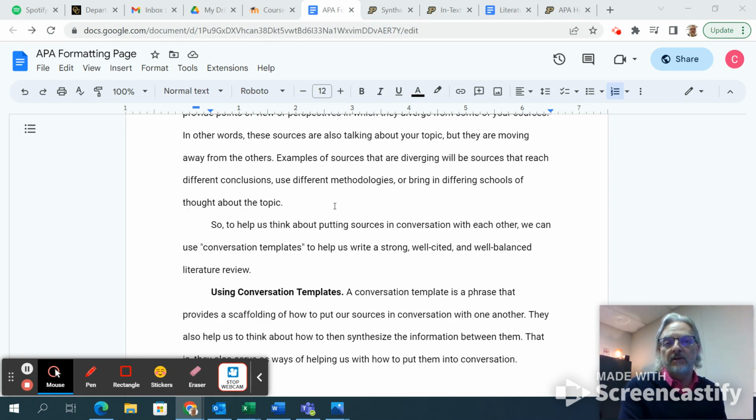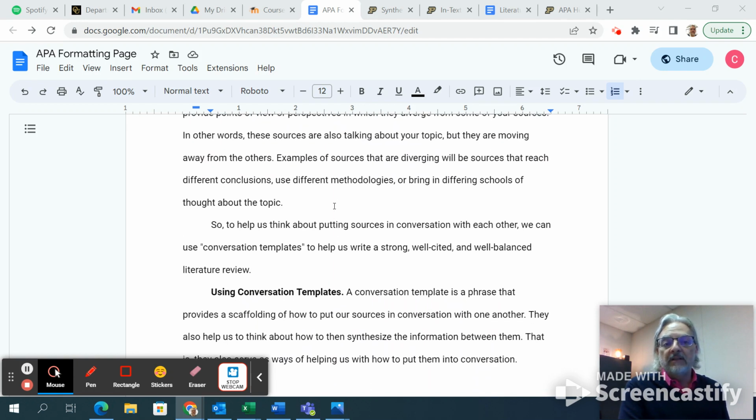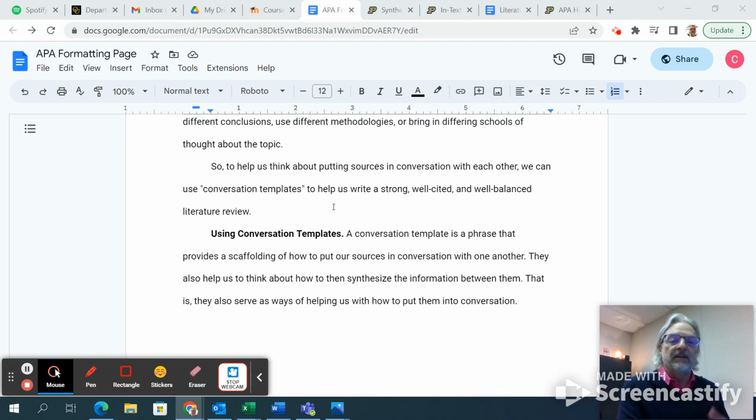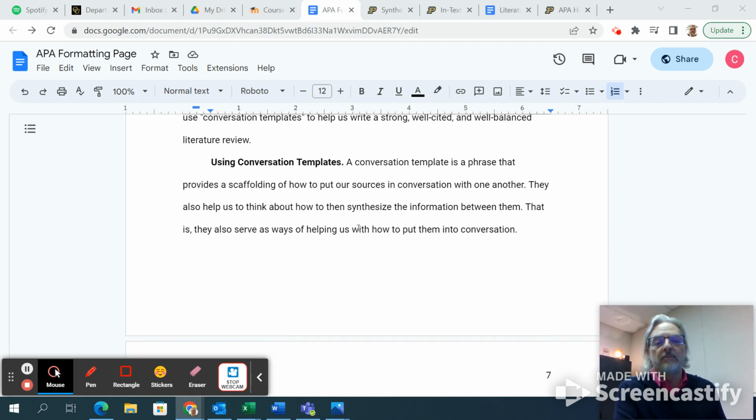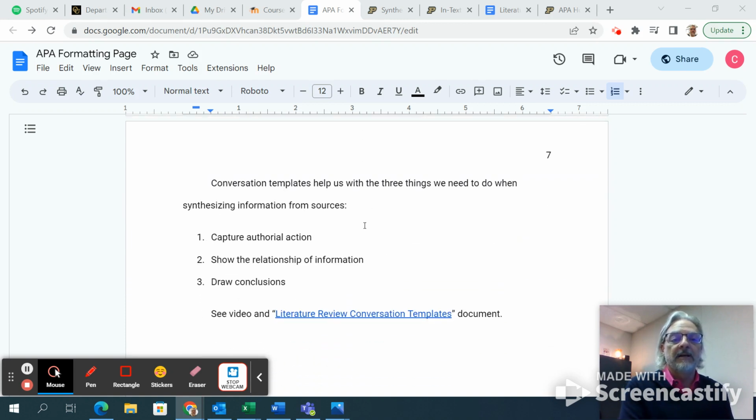Now, you may have already started to do that within your annotated bib, and maybe you haven't, and maybe you struggle with that just a little bit. And this is where conversation templates can really be beneficial. They help us synthesize information. They give us kind of a platform to begin to enter into a conversation between sources, okay? It's one of the main things we want to do to help us set this up to synthesize information. The first thing we want to do is capture the authorial action.